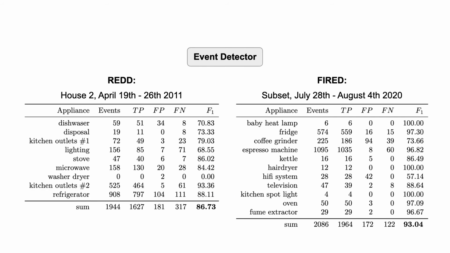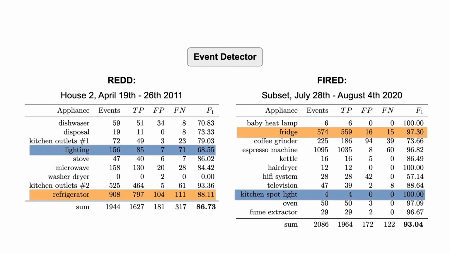We evaluated the results with some standard event detection metrics: true positives, false negatives, and F1 score. Summarized, we achieved a fairly good F1 score of 87% for the REDD dataset and 93% for the FIRED dataset. Better results for the FIRED dataset indicate that a higher temporal data resolution may improve the event detection process, in particular if we look at the results of similar appliances which are present in both datasets.